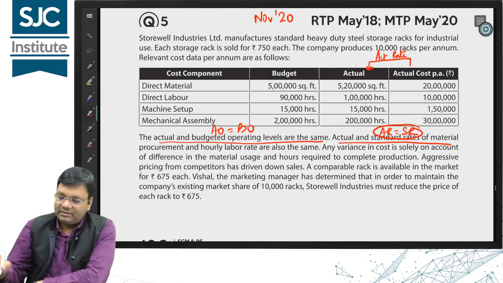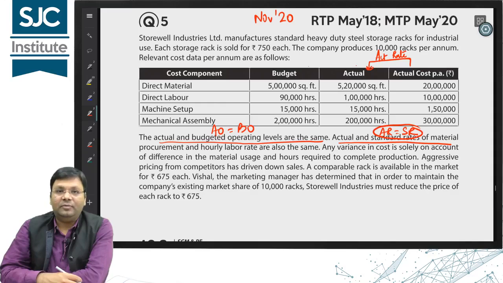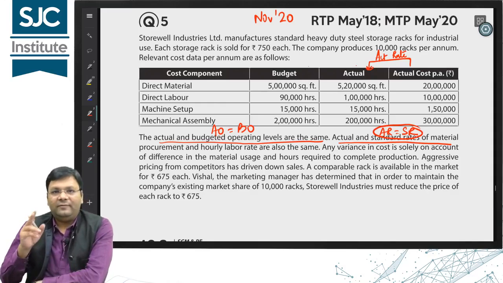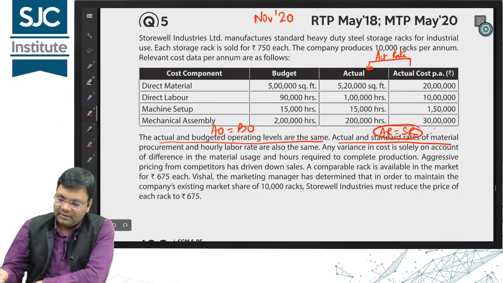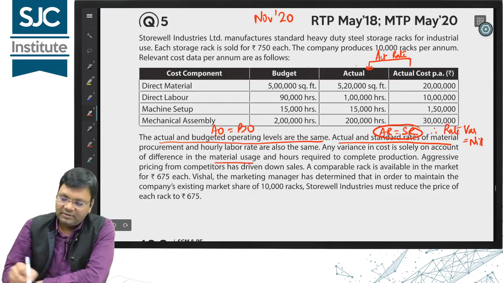Any variance in cost is solely on account of difference in material usage and hours required to complete the production. Normally we have two variances, one is rate, another is usage, if you remember. Since here actual rate and standard rate are the same, we can say rate variance will be nil. Then there will be no rate variance. So of course the variance will be only due to material usage, and hours required means efficiency variance.